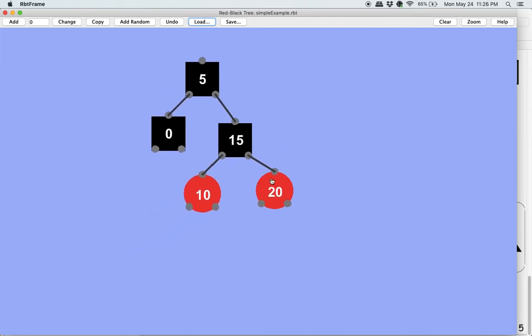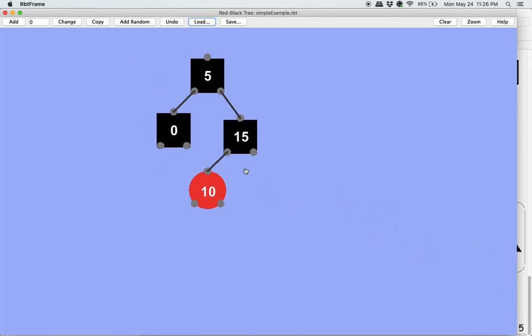I want to delete the 20. 20 is a red leaf. That's very easy. And now I want to delete the 15. 15 has got a single child, so I do the single child replacement.